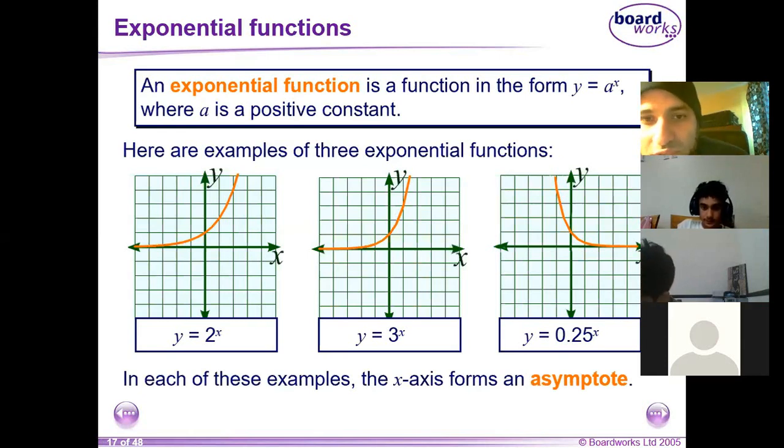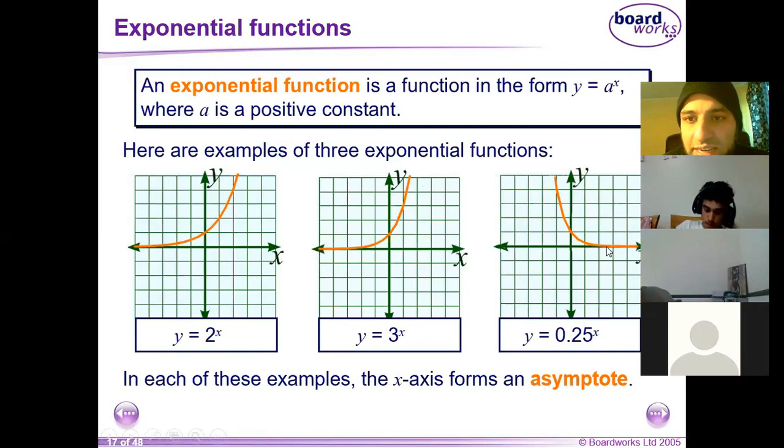Now, this is a very important word. In each of these examples, the x-axis forms an asymptote. You can see what it says there, asymptote. An asymptote is where the line goes along the axis. Look, this line's going along the x-axis here.